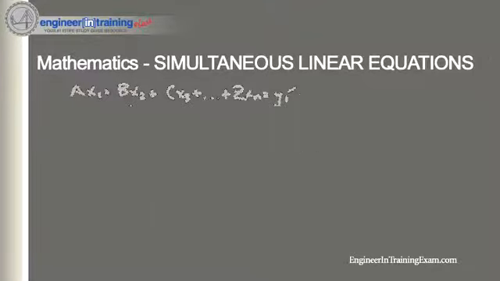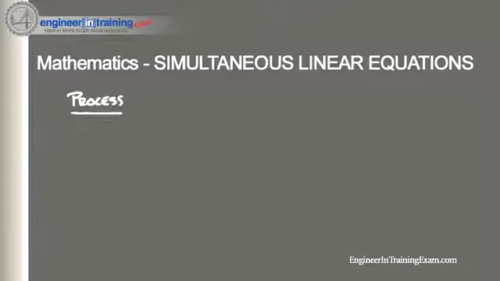So the process boils down to this. The process of solving simultaneous linear equations using matrices is: number one, express the set of linear equations in the compact matrix form AX is equal to Y. So we need to express the set of equations in AX is equal to Y.